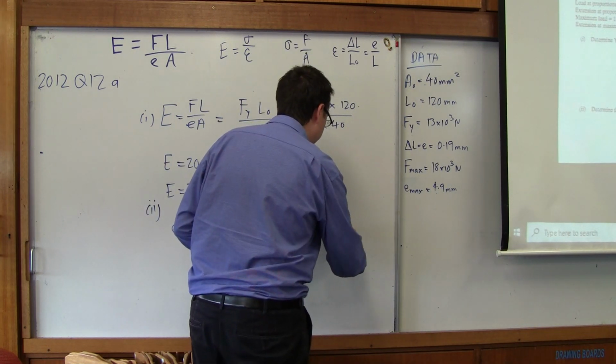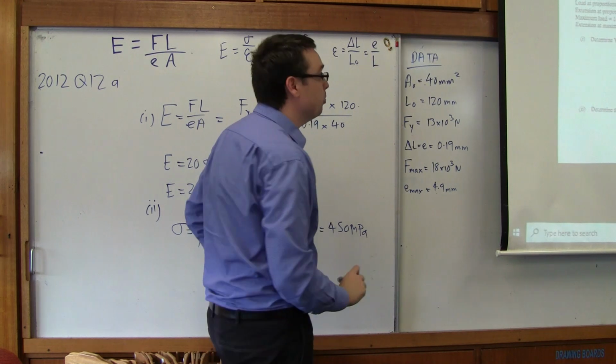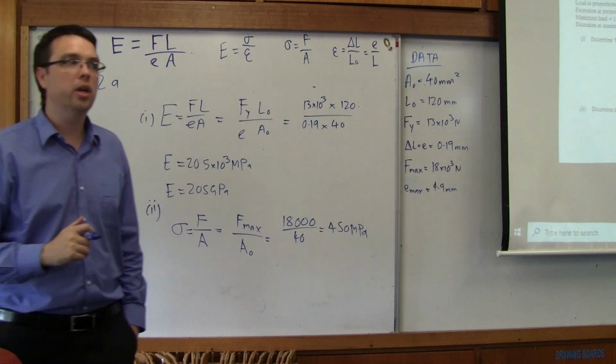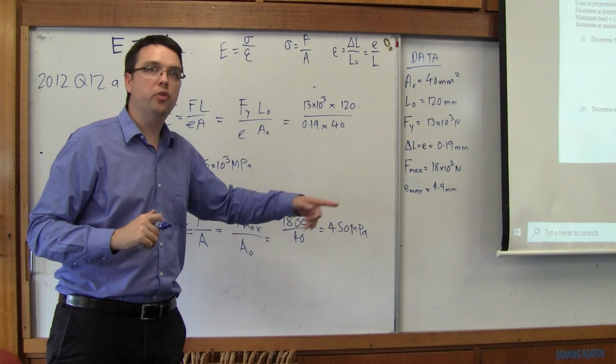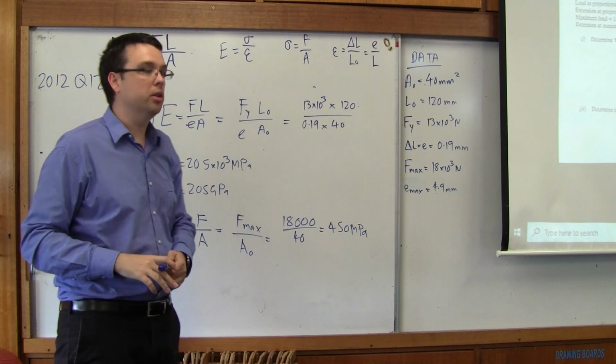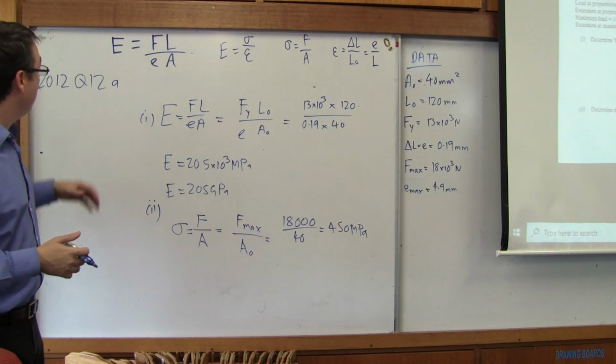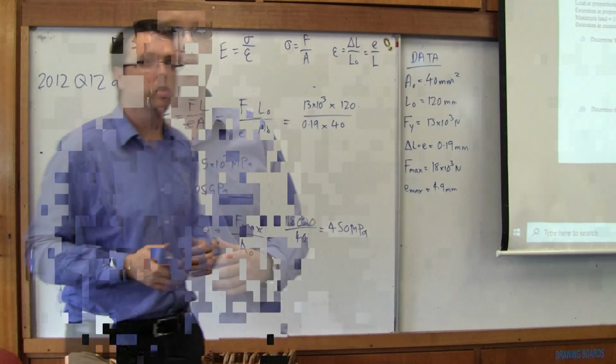450, didn't even need to calculate. Excellent. Megapascals. That seems pretty reasonable. Steel, we say that steel typically has a yield strength of 300, but having a UTS of 450, totally reasonable for mild steel. So this is where some level of estimation can help us. I will go through some more questions on FL over eA, hopefully in another video.